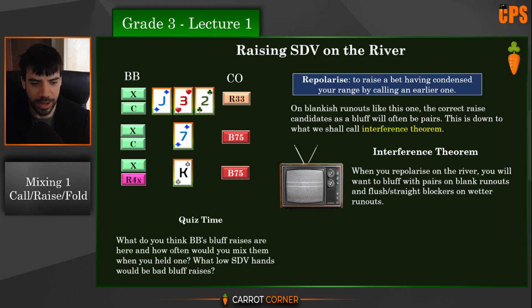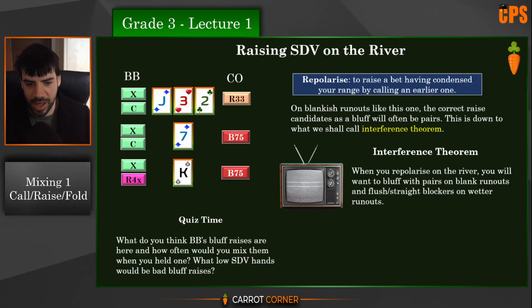What do you think big blind's bluff raises are here, and how often would you mix them when you held one? What low showdown value hands would be bad bluff raises here? This is your quiz. I'd like you to pause the video, have a think about this, and when you're ready, we'll go over the answers.